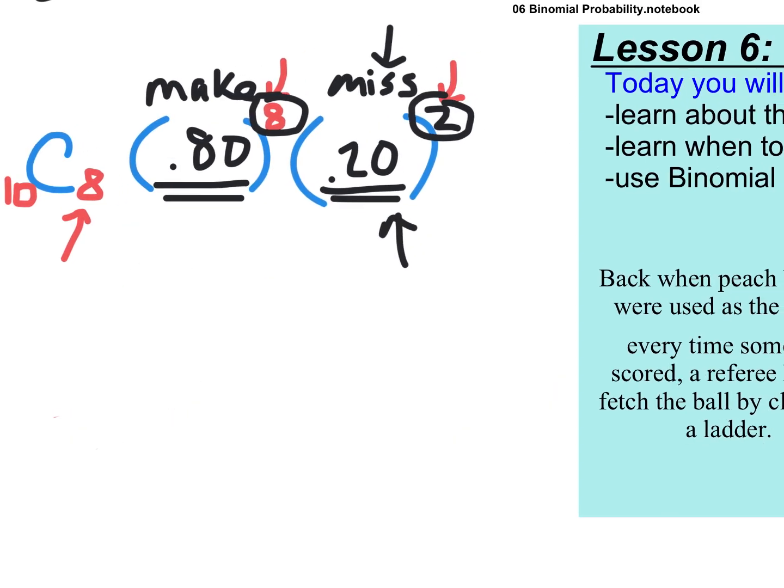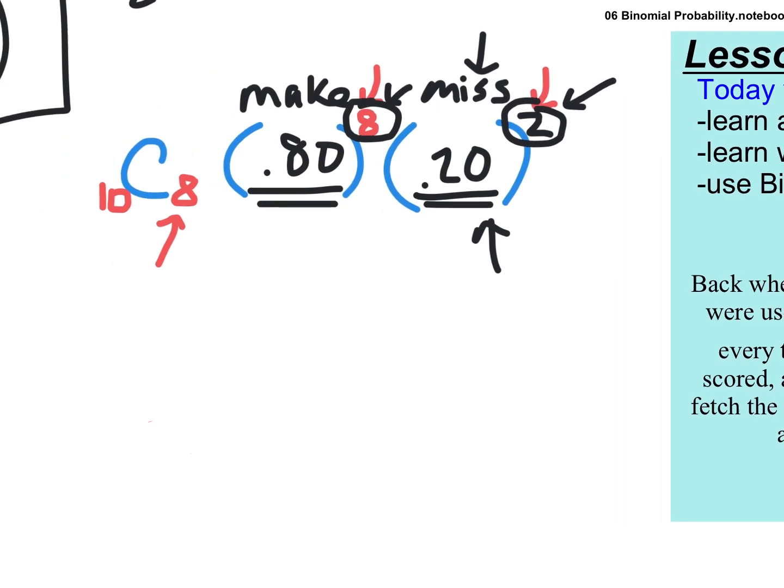That's why we have these powers here. It's like we have 80% chance, we got 8 of those. 20% chance, we got 2 of those. But why the heck is this thing here?